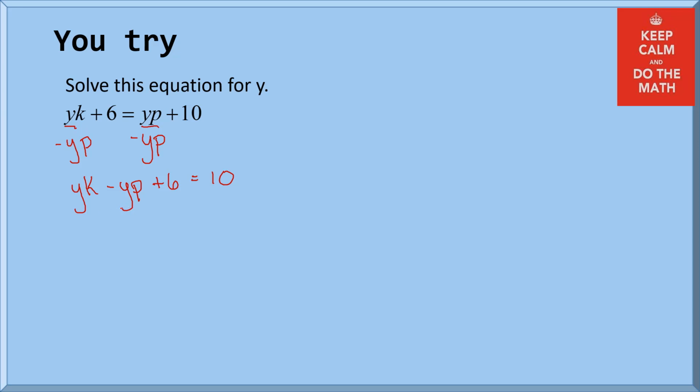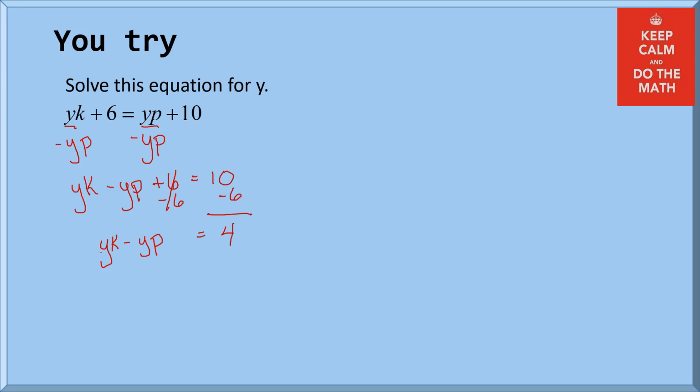So to continue isolating the side with y, I need to move my constant, number 6, over. So 6 minus 6, which is 0. 10 minus 6 on this side gives me 4. So now I have yk minus yp equal to 4.